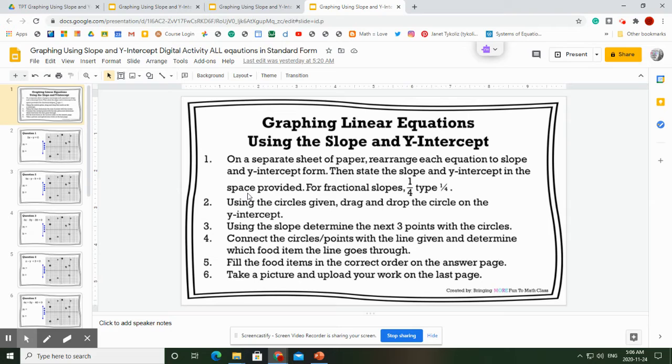For fractional slopes, 1/4, type 1, and then the slash with the 4. Using the circles given, drag and drop the circle on the y-intercept. Using the slope, determine the next 3 points with the circle. Connect the circles, and slash the points with the line given, and determine which food item the line goes through. Fill the food items in the correct order on the answer page. Take a picture and upload your work on the last page.